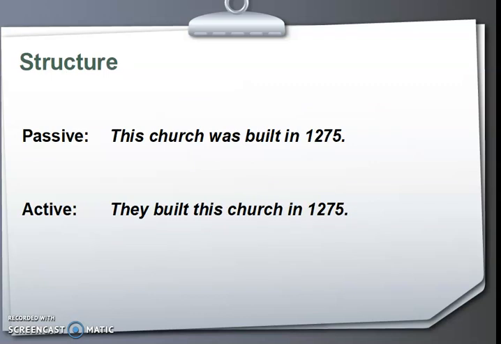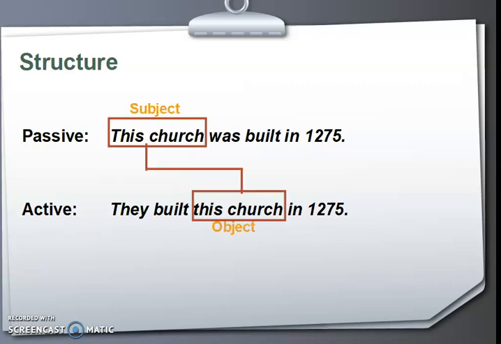Here's the passive structure. Okay, the church was built in 1275. Okay, in active, we would say they built this church in 1275. Okay, so we see how the subject of a passive sentence basically is the object of the active sentence. Okay, this church was built, they built this church. Okay.